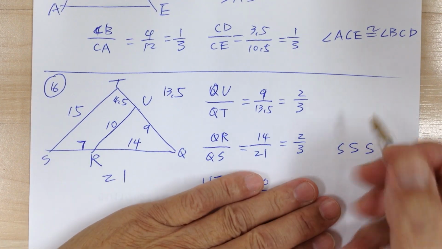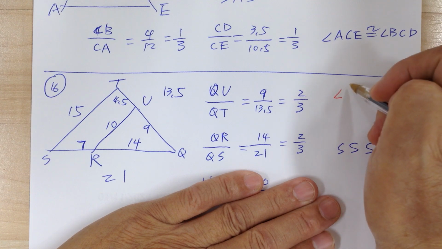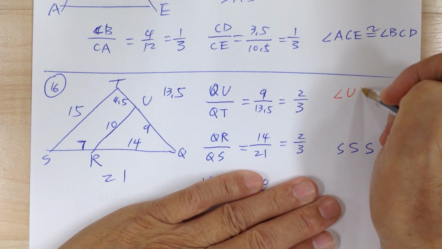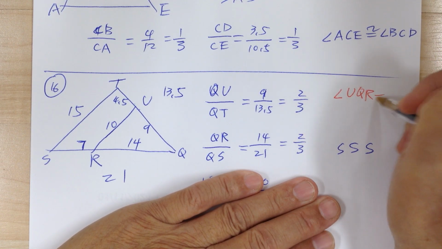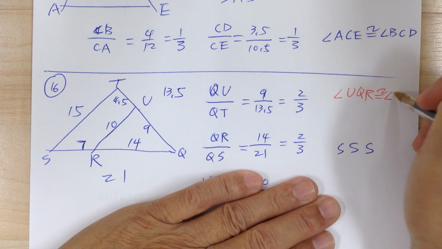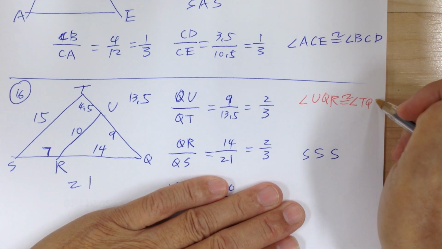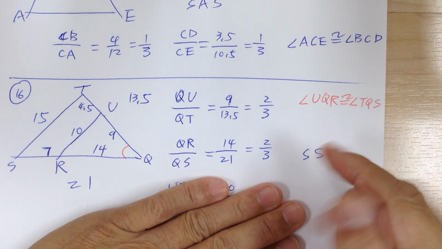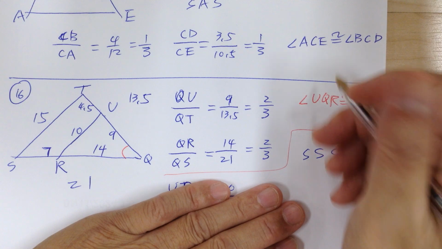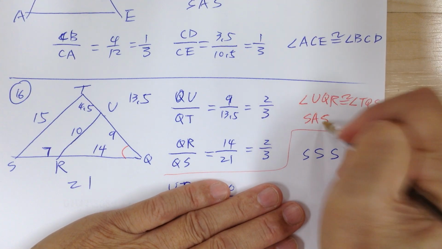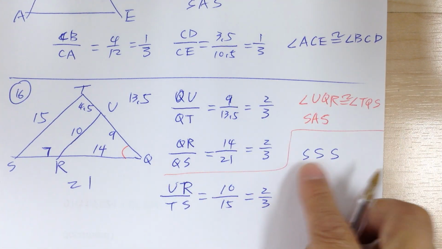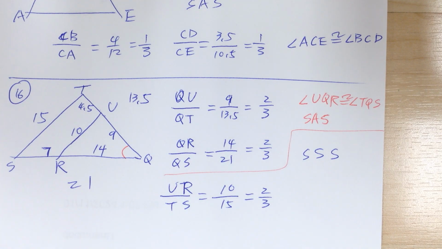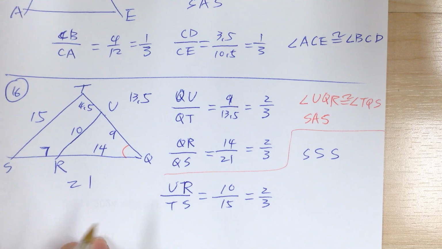Okay. So if you have this, then you do the angle UQR is congruent to angle TQS. Okay, that would be this angle over here. If you do this part over here, then you get SAS. Okay, but if you do the blue one, you get SSS. So you can do either one. Okay, let's go to the next one.